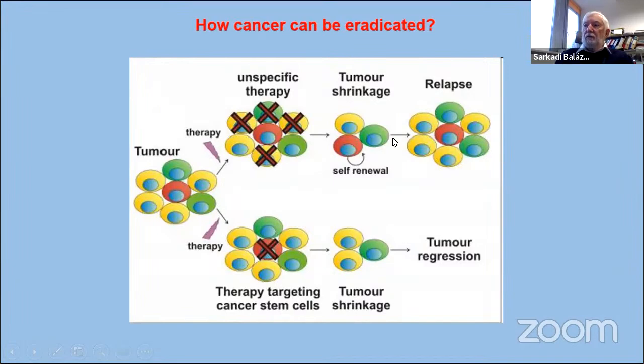So then how do we imagine that cancer can be eradicated? So we can have the tumor with the so-called cancer stem cells. And if we unspecifically target all the tumor cells, the tumor will shrink, but the self-renewing cells will remain alive and a relapse will occur. Now, if we can target the cancer stem cells, they will be killed or disappear, and the tumor will shrink and regress and eventually disappear.